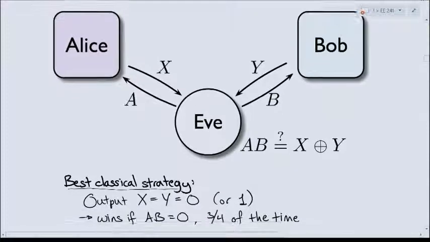So, for example, if these are classical devices, they can win with probability 3/4. They can just output X equals Y equals 0, so the XOR is equal to 0. And in 3 out of the 4 questions, that's equal to the product, except if A equals B equals 1.